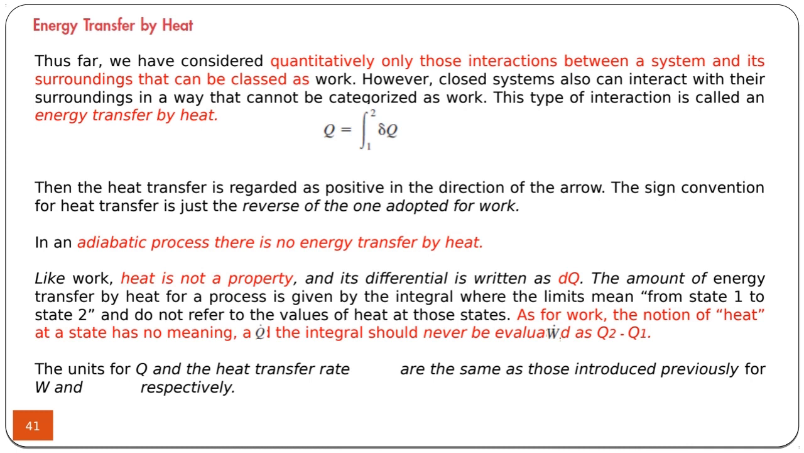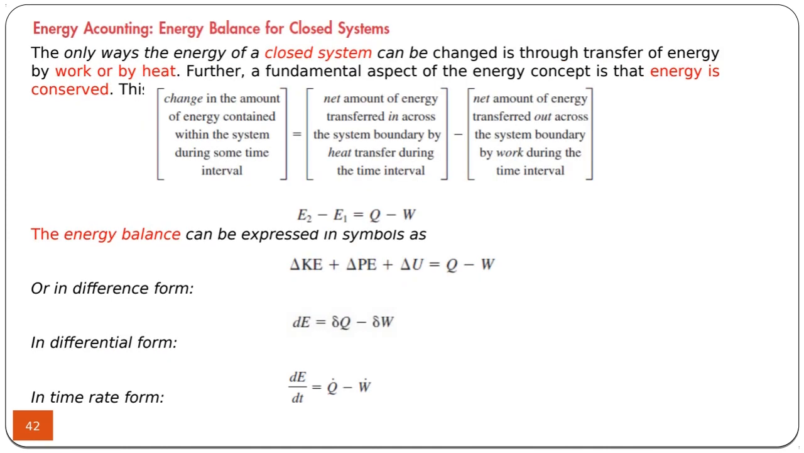For closed systems, as I said, energy can be transferred either by work, which we have just seen, or by heat. So when it's transferred by heat, it can be always from high temperature to low temperature. So consider a system which is transferred energy by heat and work. If heat is added into a system, you always take it as positive. So let me put it this way. This is the closed system.